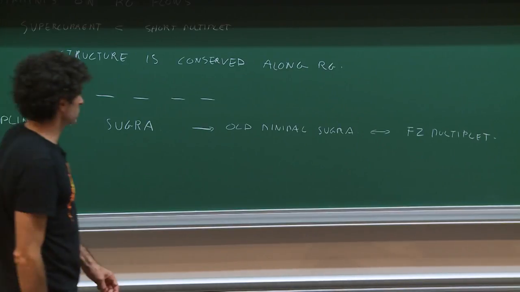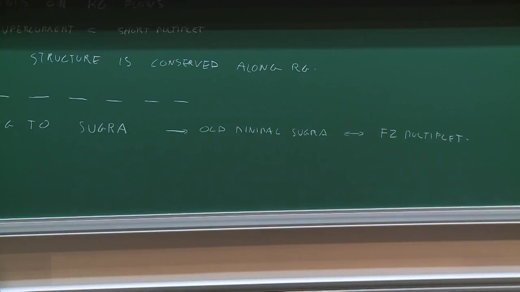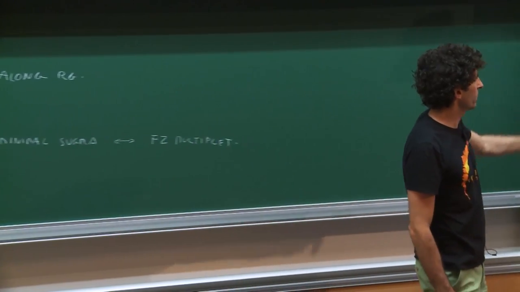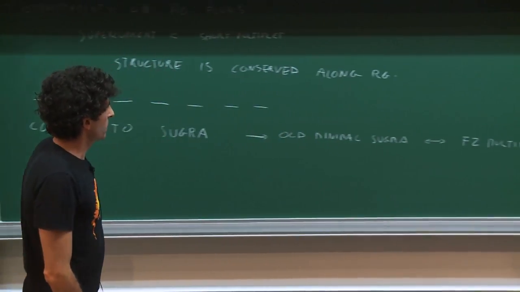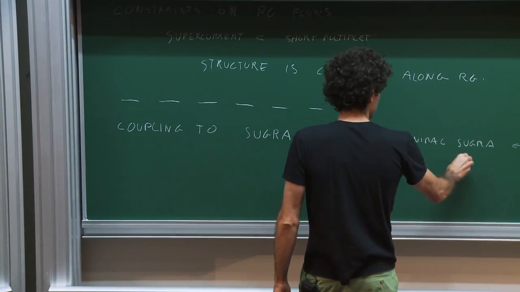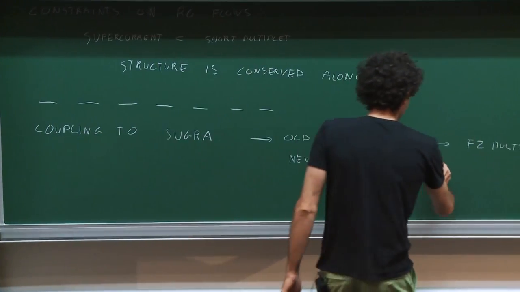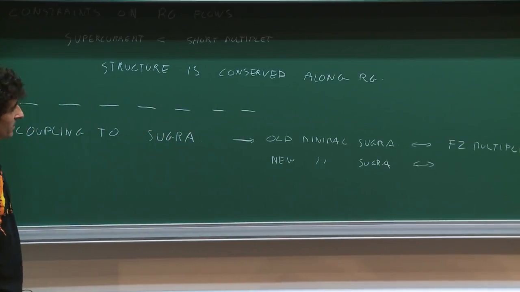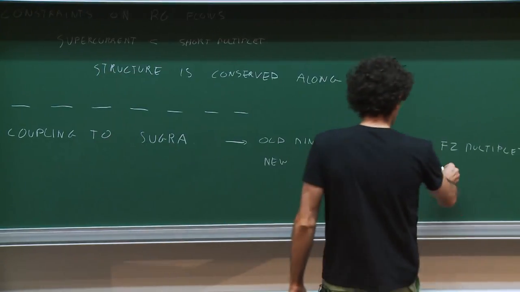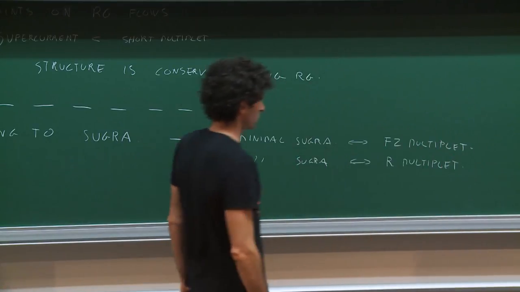So hence, in particular, you cannot couple to old minimal supergravity any Wess-Zumino model which has a compact target space. Also, you cannot couple to old minimal supergravity a U1 gauge theory with an FI term. Then there is another version of supergravity, which is called new minimal supergravity. I guess it's new because it was newer when it was invented. We'll describe it in a little more detail later. This couples to the R multiplet, so you can use it whenever you have a theory which has a conserved R symmetry.